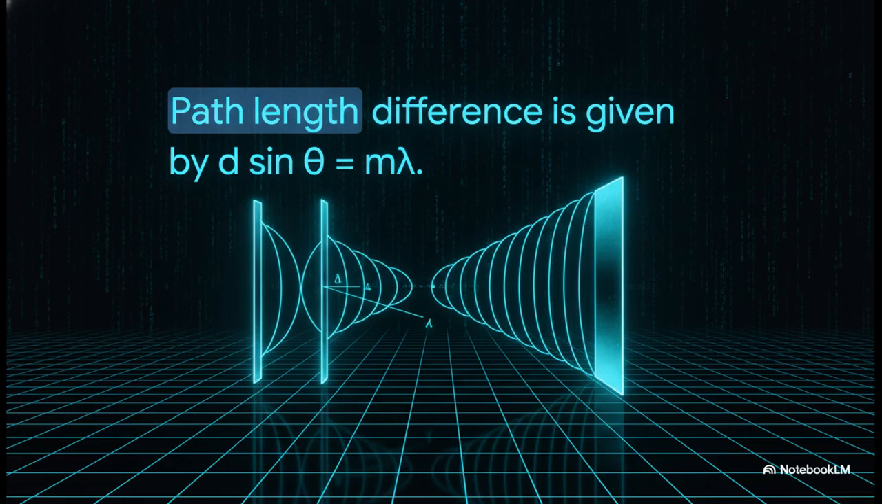Now, the exact location of these neon-lit fringes on our viewing screen is determined purely by this geometric path length difference. In this really elegant equation, d is simply the distance between the slits, and theta is the angle to the screen. By plugging in different integers for m, we can map out a perfectly structured interference pattern of alternating light and dark bands. It's basically a mathematical blueprint for the light.